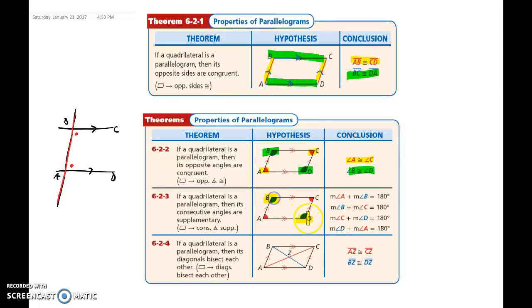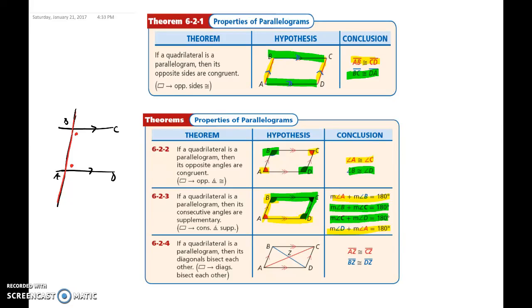But consecutive angles are supplementary. So that means A and B add up to 180 because they're consecutive. A and D will also add up to 180 because they're consecutive. And B and C will add up to 180, and C and D will add up to 180. So all consecutive angles in a parallelogram will add up to 180 degrees. And then if it's a parallelogram, the diagonals will bisect each other.